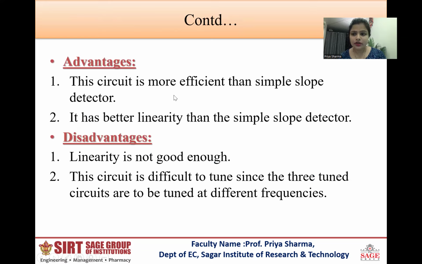The advantage of using balanced slope detectors is that this circuit is more efficient than simple slope detectors. It has better linearity. The disadvantages are that the linearity is still not good enough compared to other FM detectors. This circuit is difficult to tune since it has three tuned circuits. It is very difficult to tune the circuits at three different frequencies. So the design is very difficult.